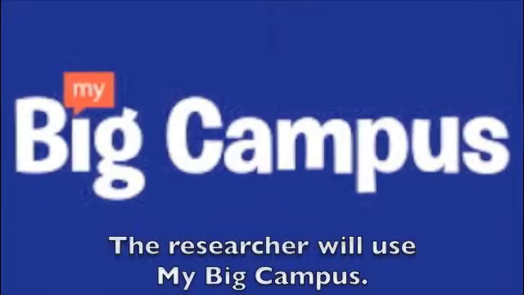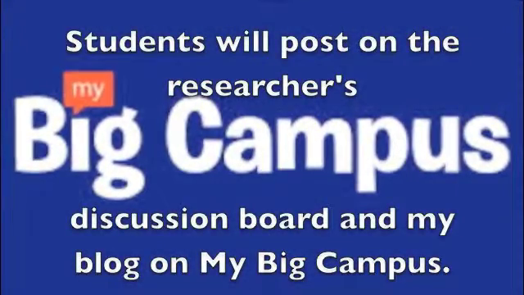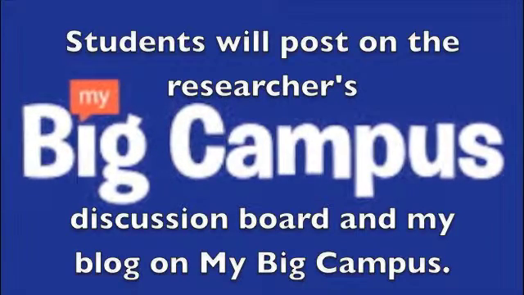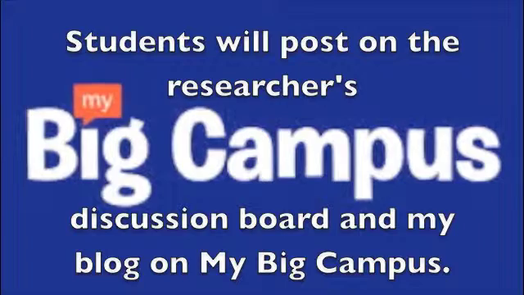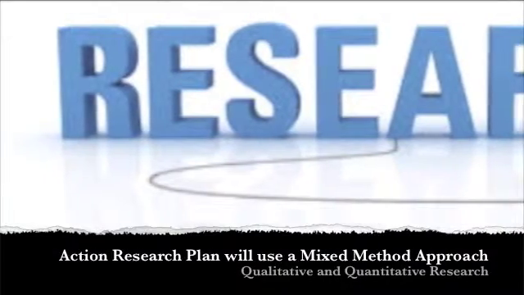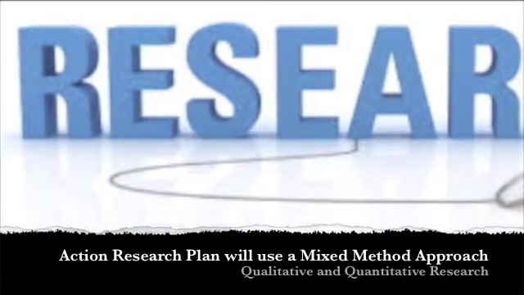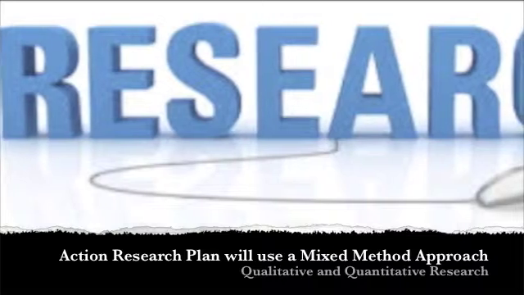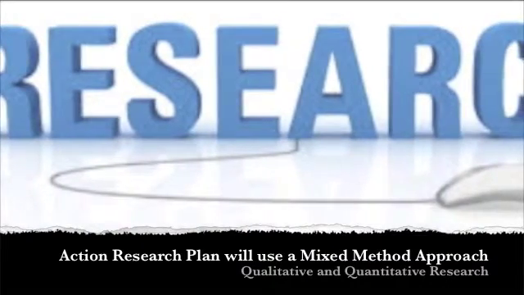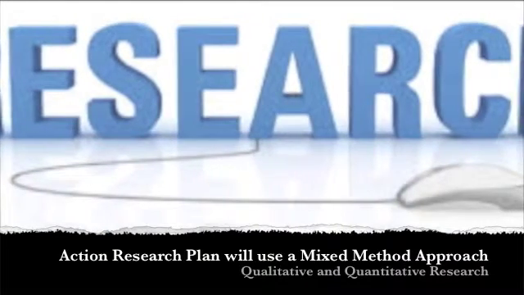The researcher will use the blogging network called MyBigCampus for the participants to post their written pieces on. Students will be asked to comment on the researcher's blog and the researcher's discussion board. The researcher will conduct a mixed method design as the main research method. A mixed method design combines both qualitative and quantitative research designs. Throughout the action research process, the researcher will also use an observational study. Conducting an observational study will allow the researcher to become an integral part of the research.